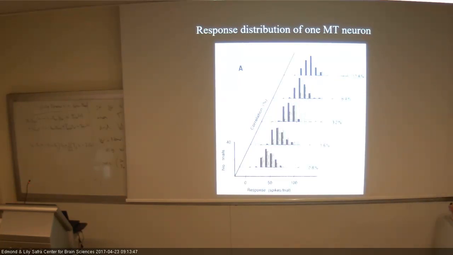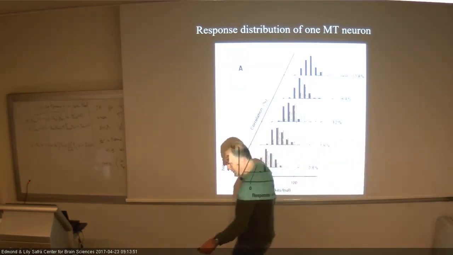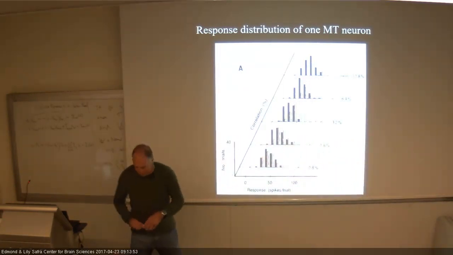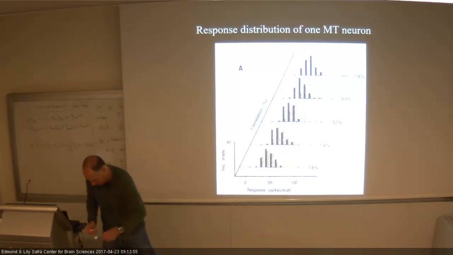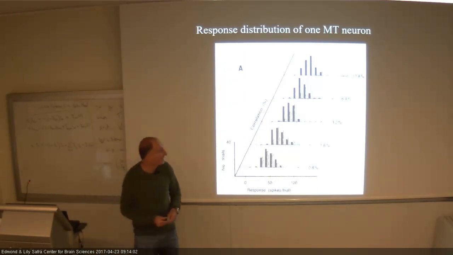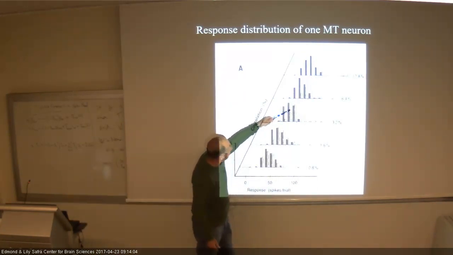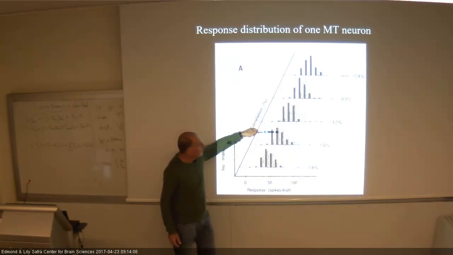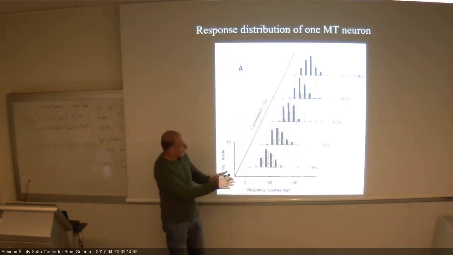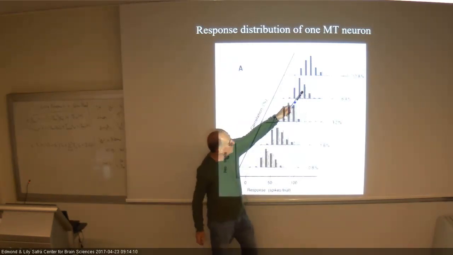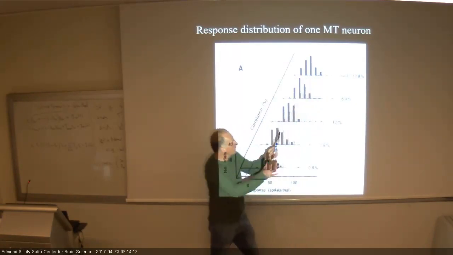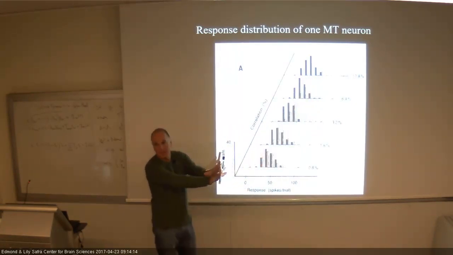Now, if you reduce the coherence, notice what's happening. The distributions of response to the preferred direction and the null direction overlap more and more.